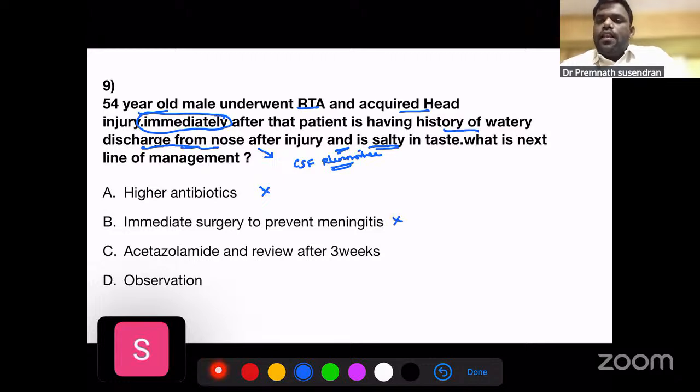So acetazolamide review after 3 weeks. That is also not a correct option. Okay. We should not give the drugs directly at the day of surgery, at the day of the injury itself. We will not give the acetazolamide. And the observation will be the correct answer. Okay. So initially we have to observe the patient.